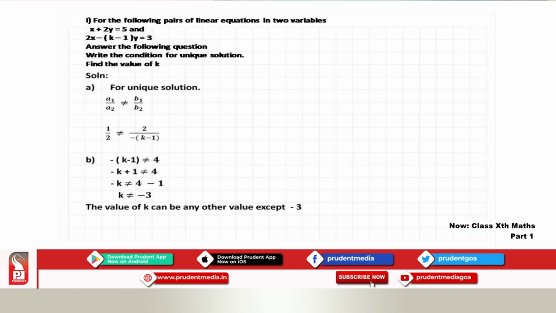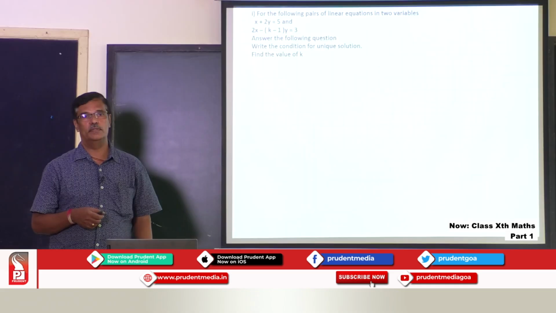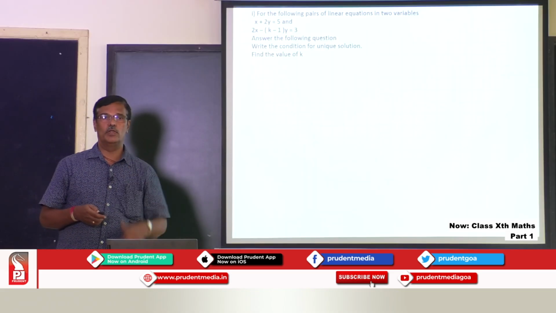Here is a problem. Given the following pair of linear equations in 2 variables, x plus 2y is equal to 5 and 2x minus (k minus 1) into y is equal to 3. Answer the following question: write down the condition for a unique solution and find the value of k. Now let me go for the solution here.